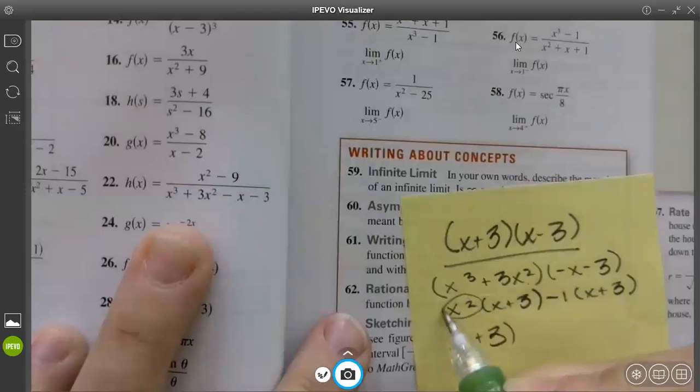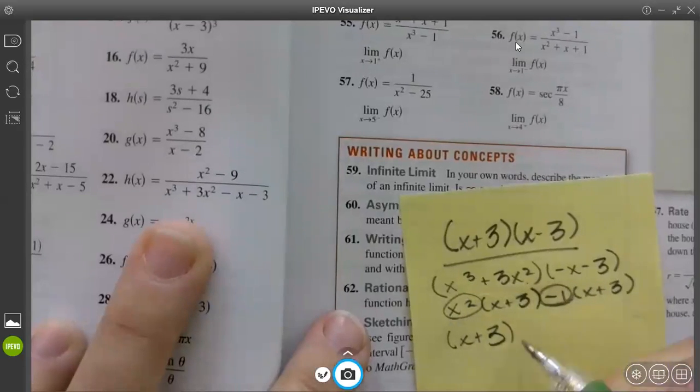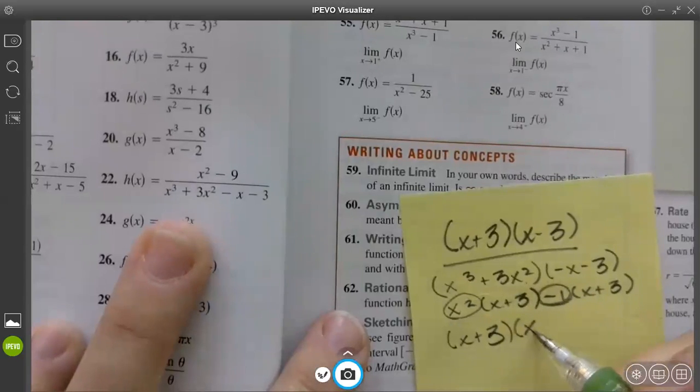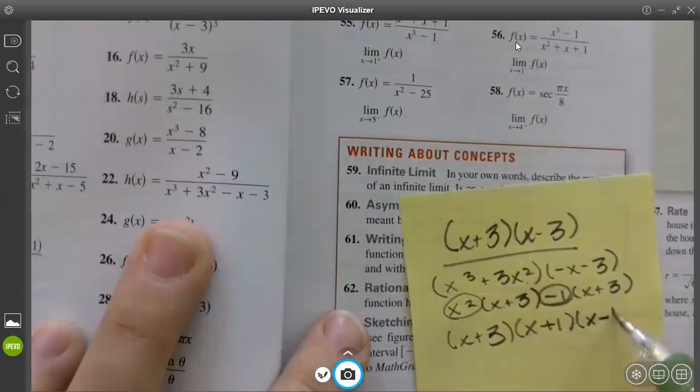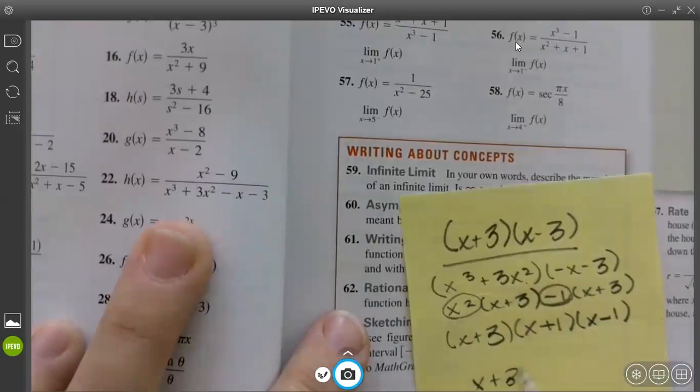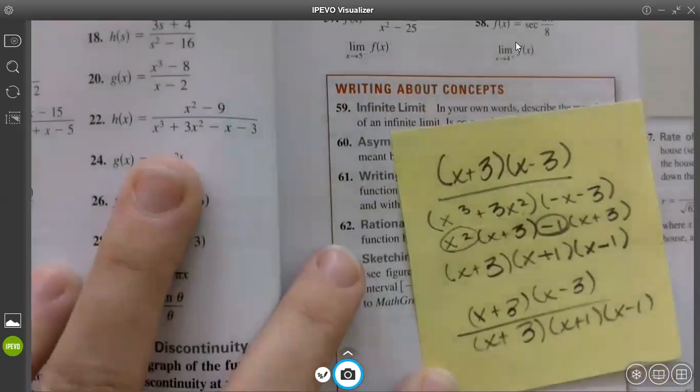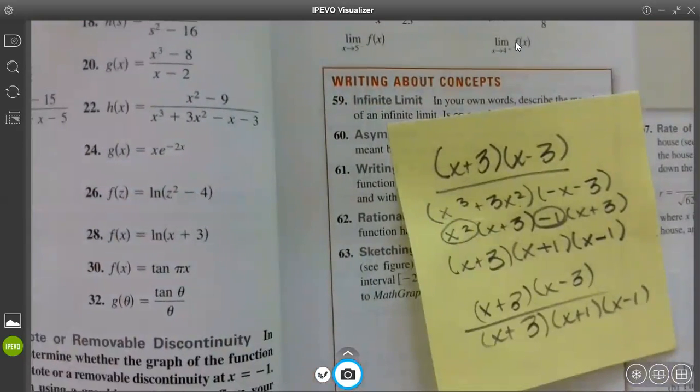You guys see this second factor right here? What can I do to it? What is x squared minus 1? Can I factor it more? X plus 1, x minus 1. So I just did it all at one time. All right. So here's your top. We'll rewrite it so you can see both of them. X plus 3, x minus 3. On the bottom, and I'm going to move it up so you guys can see it. Right there. What do you notice?